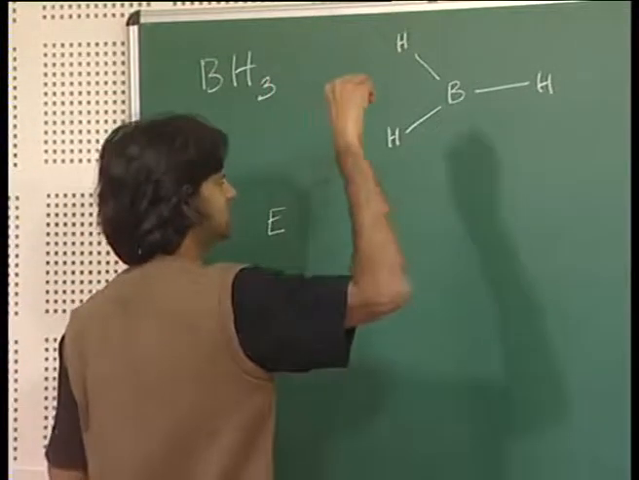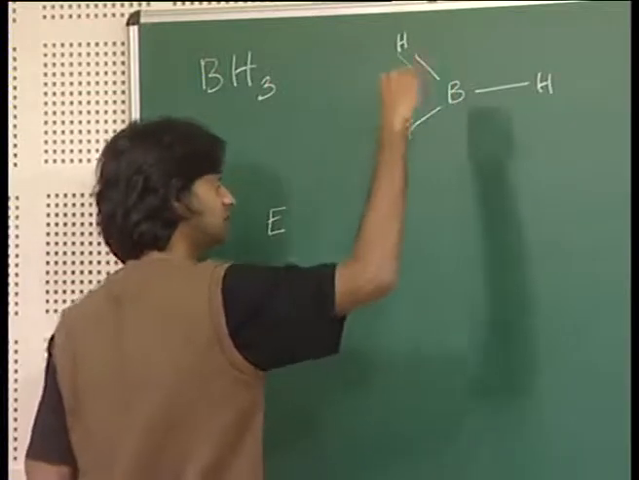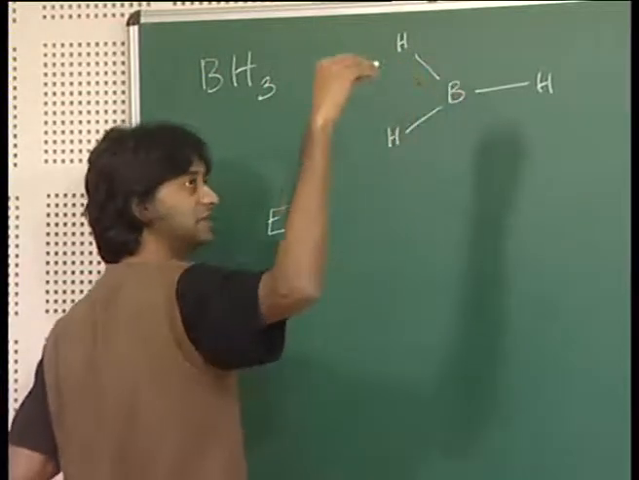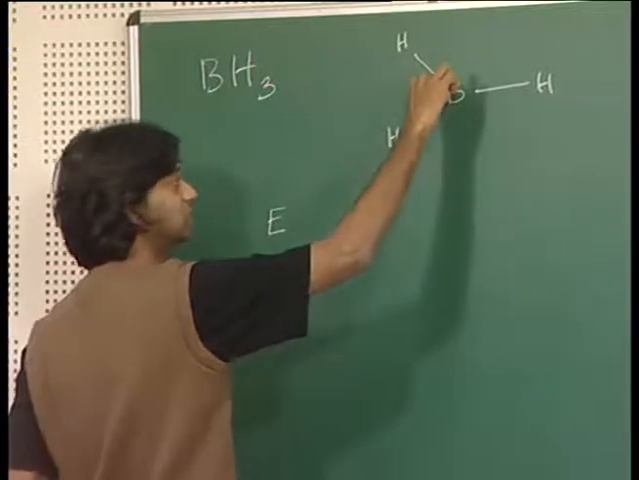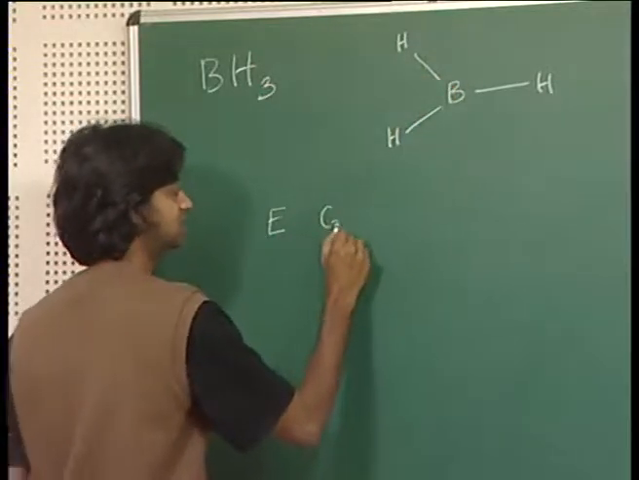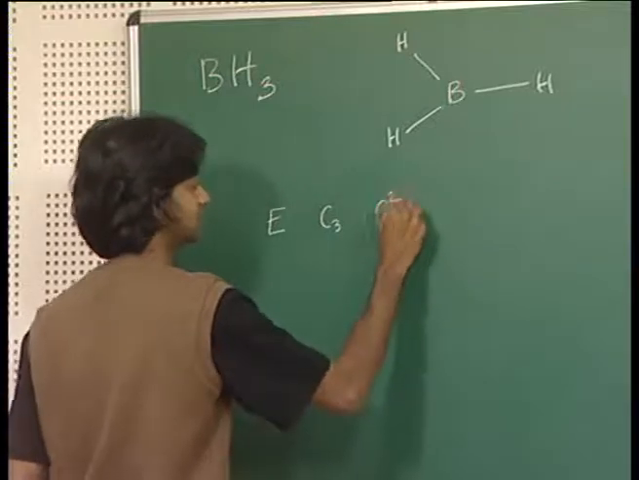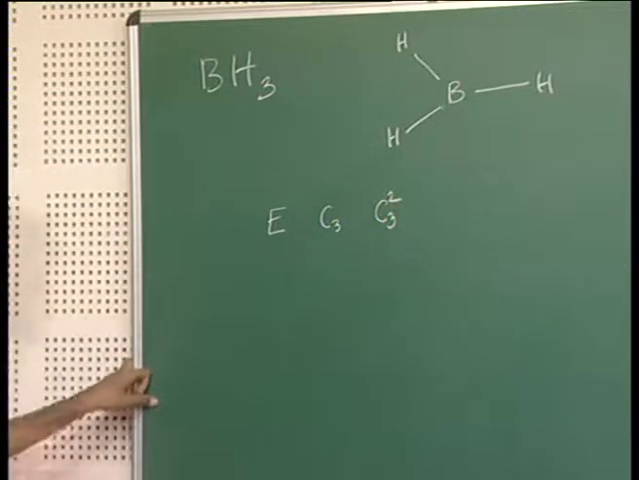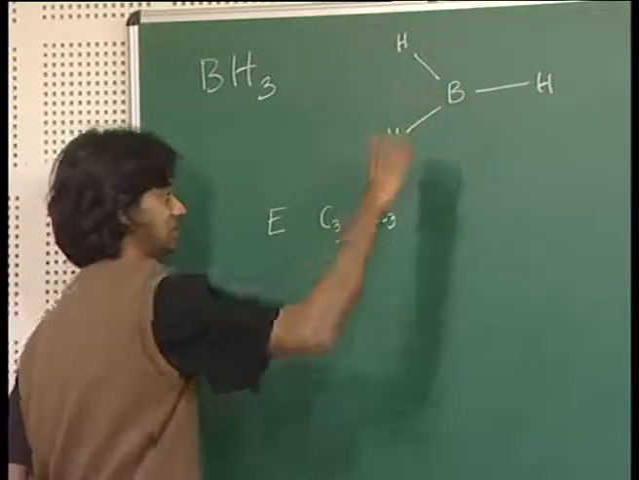Then we notice that if you take an axis perpendicular to the board, okay, then that's a C3 axis. So C3 will generate C3 and C3 square. These are the two operations generated by this axis perpendicular to the plane of the board.